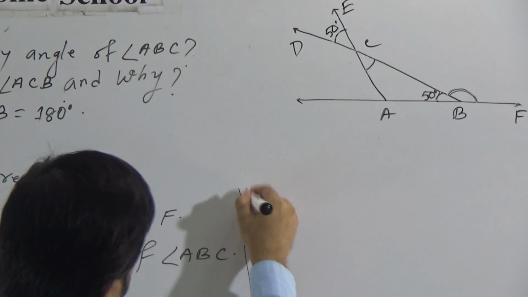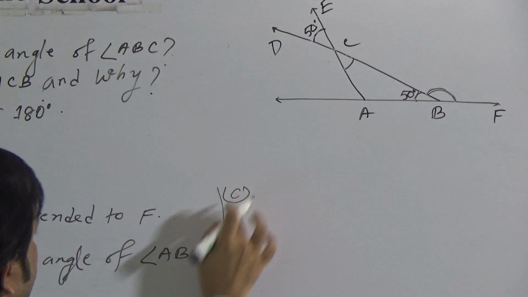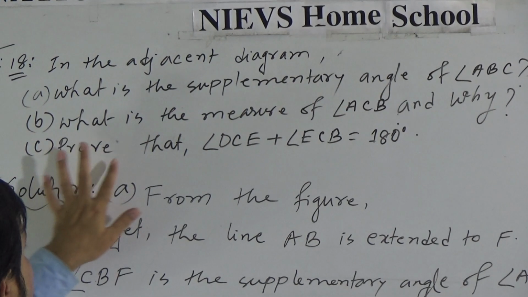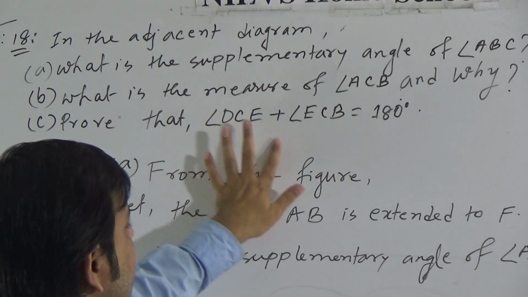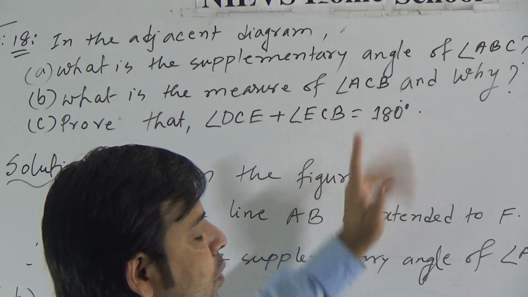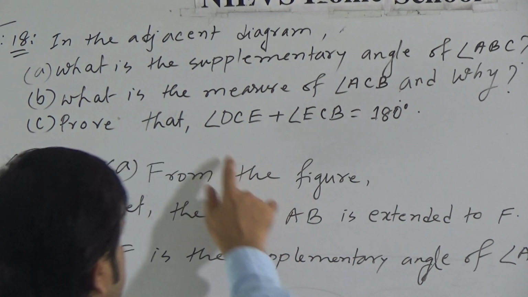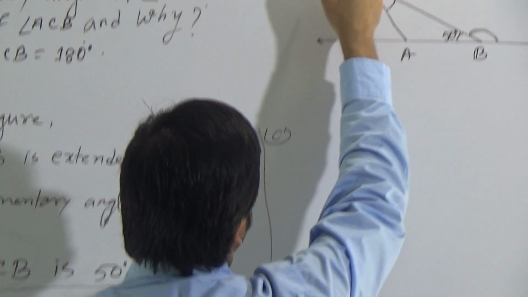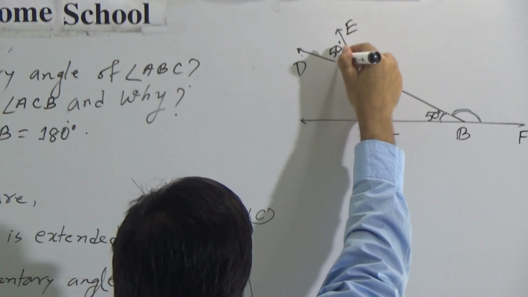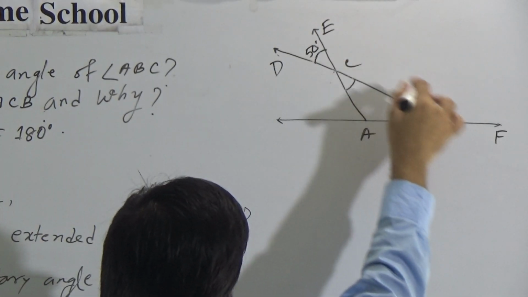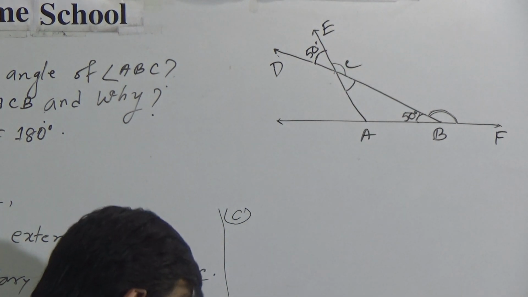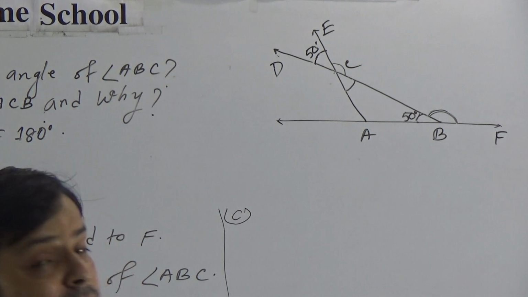Dear students, now question C. What is the question C? Prove that angle DCE plus angle ECB equal to 180 degree. See the figure. What is DCE? DCE is this angle and ECB means this angle. We need to prove that sum of these two angles is 180 degree.